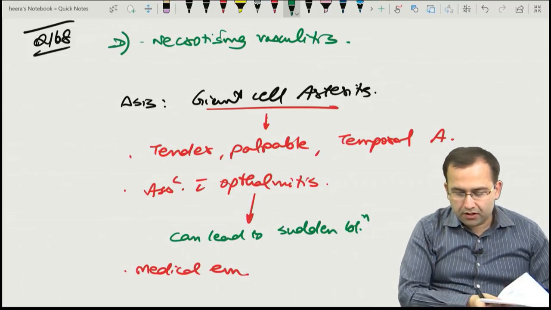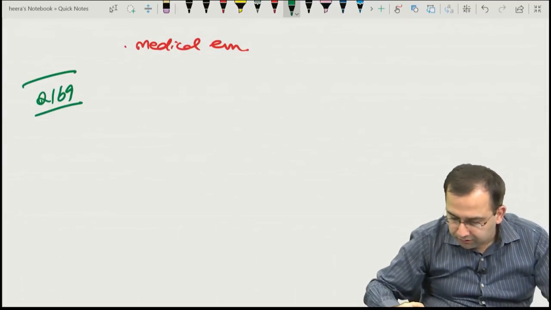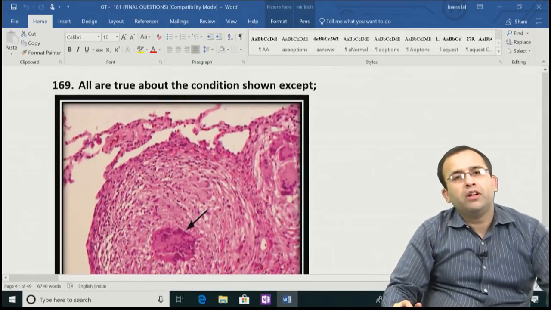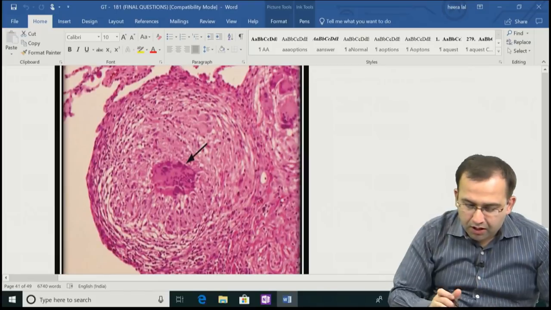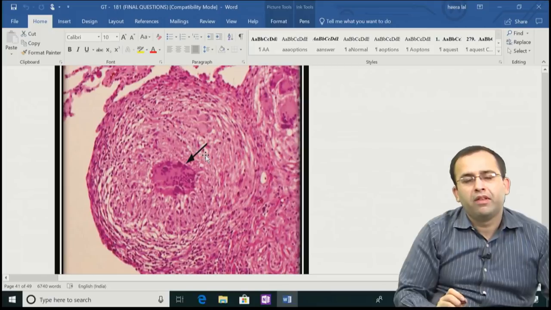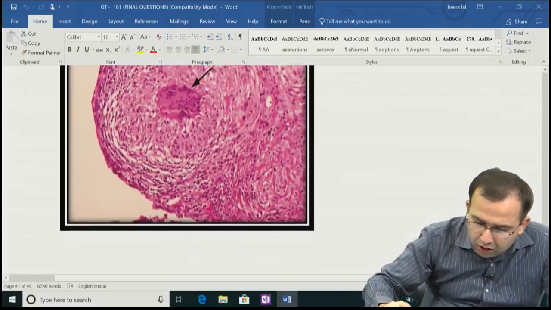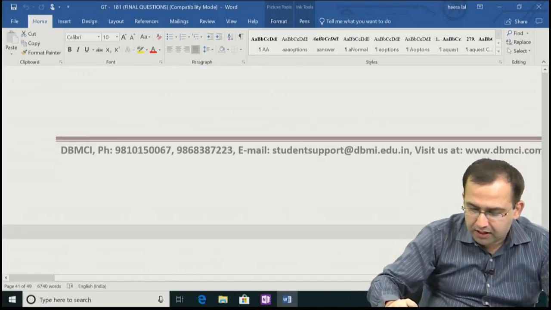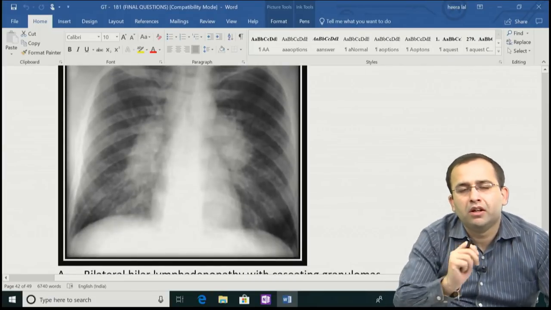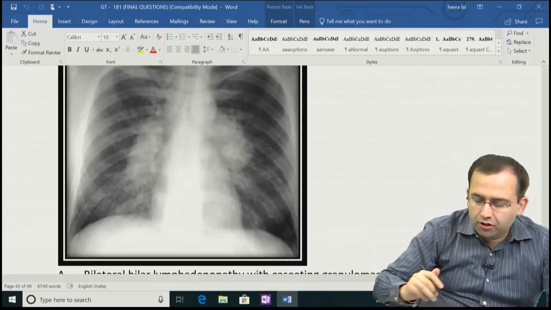Next, this gets us to our next question, that is question 169. All of the following about the condition are true except. This shows the presence of giant cells with granuloma. It is a non-caseous granuloma. I am not able to see caseous necrosis. This is a non-caseous granuloma with giant cells. This is a chest x-ray, bilateral hilar lymphadenopathy. Diagnosis: non-caseating granuloma with bilateral hilar lymphadenopathy, sarcoidosis.